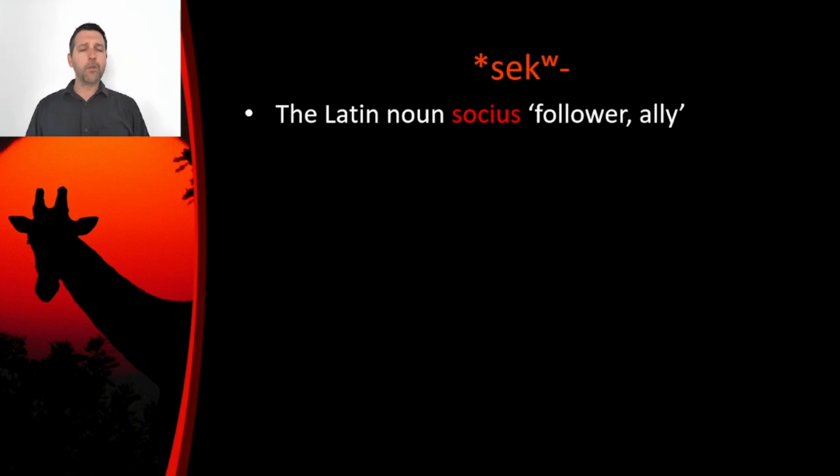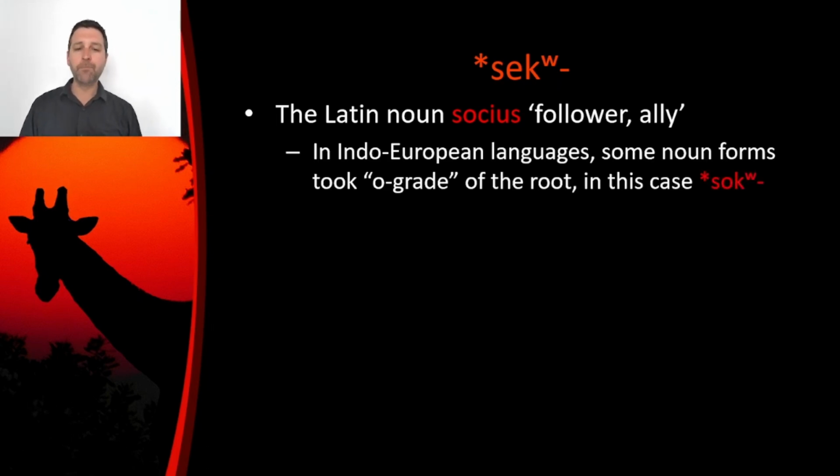Let's talk about another related Latin term that also comes from this sekw root in Indo-European, and that is the Latin noun socius, which meant follower, literally follower, but usually meant ally. The most common meaning of this term in classical Latin was an ally. When the Romans talked about their socii, they talked about their allies on the international scene. That was usually the most common meaning of that particular term.